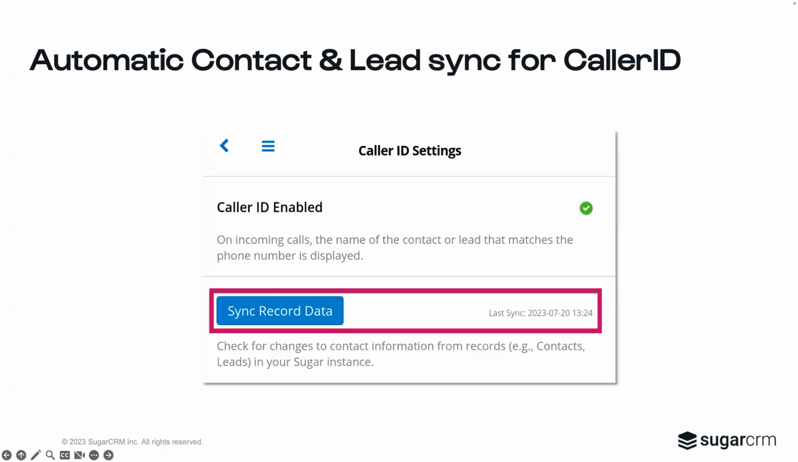And so what we've done now is we've made it such that you can automatically sync the caller ID database of contacts and leads every 5 minutes, ensuring if there's anyone new added to the system, that they would immediately be identified if they were to call you right away on your mobile phone. So you do still have the option to manually sync if you want, but there is now the option to have it done automatically, which saves you the trouble of having to do that on a regular cadence.